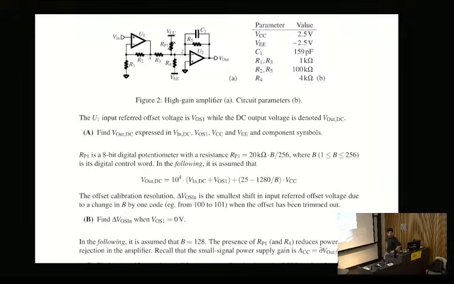Any ideas how to start? I guess one thing that sticks out for me is the last part of that. So it says, when the offset has been trimmed out. How did we trim out the offset in lab 1? It's a bit of a throwback. How did we trim it out? How much do we remember?